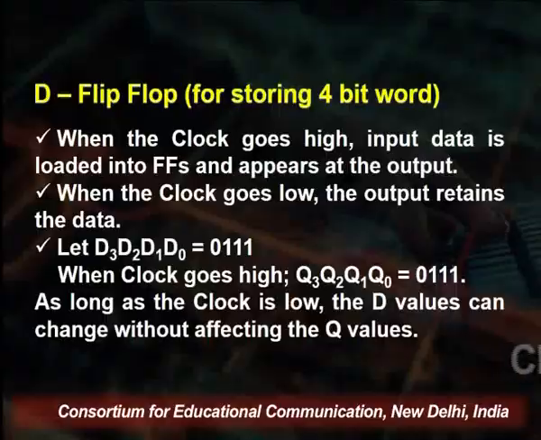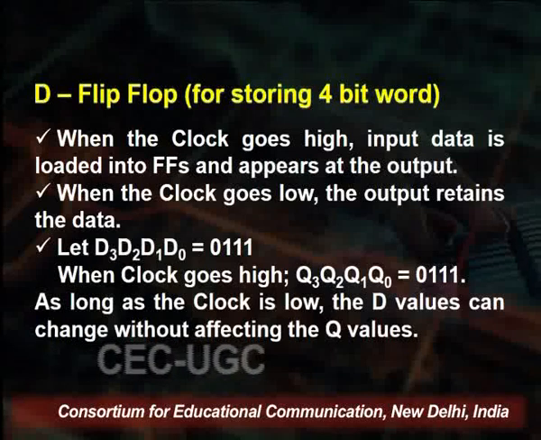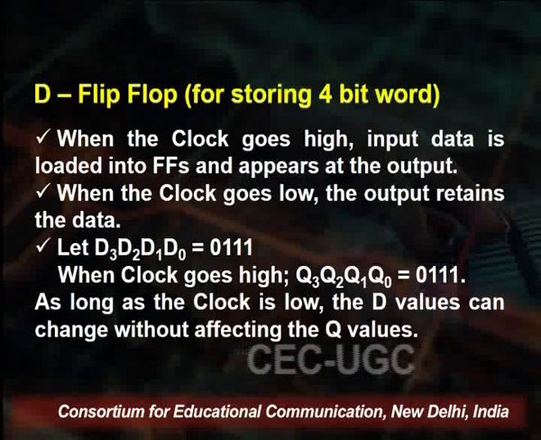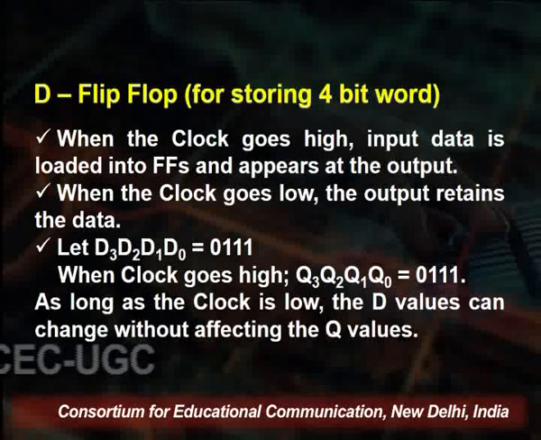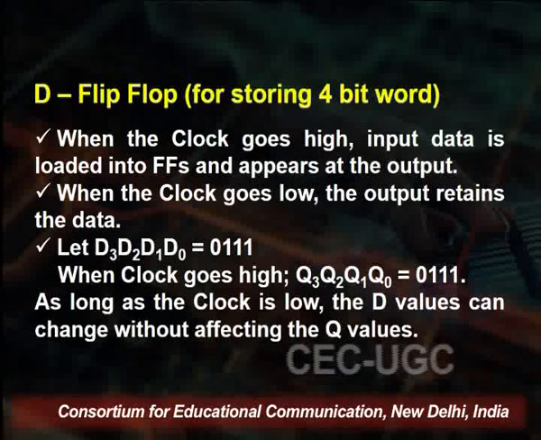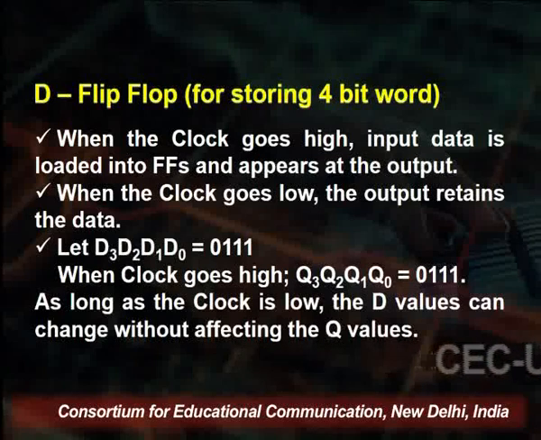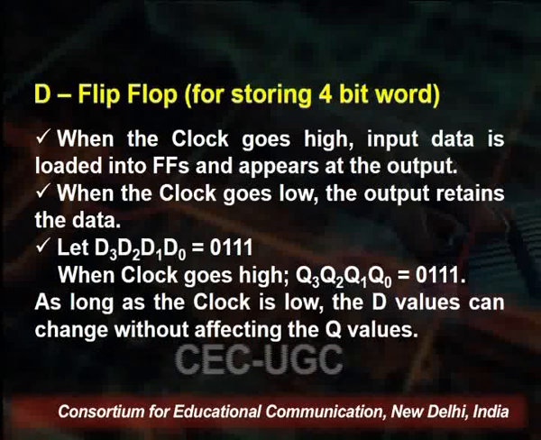So the D flip-flop in this case that we were discussing for storing the 4-bit word has the following characteristics. When the clock goes high, the input data is loaded onto the flip-flops and appears at the output. When the clock goes low, the output retains the data, and this data is retained until the clock goes high at the next instance.